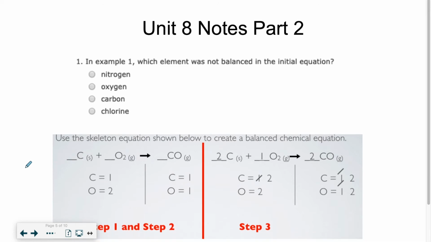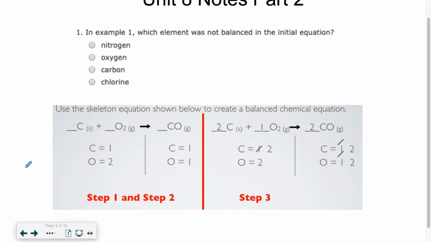Next up, we have Unit 8 Notes Part 2. There's only one question on here that was fairly commonly missed, and it was number 1. In example 1, which element was not balanced in the initial equation? So if I look here, I have 1 carbon on the left, 1 carbon on the right, 2 oxygens on the left, 1 on the right. So the one that is not balanced is going to be the oxygen. That's the one that we had to fix.